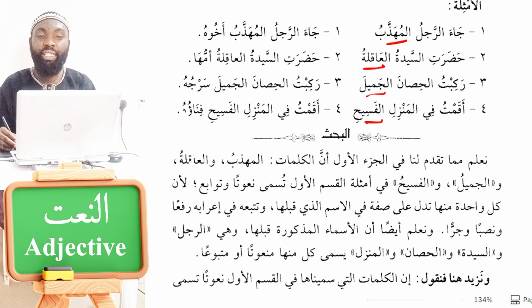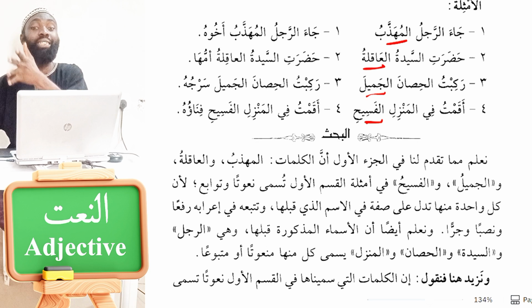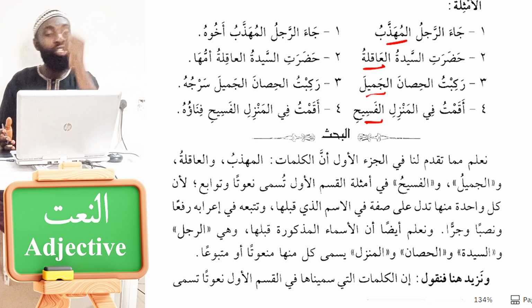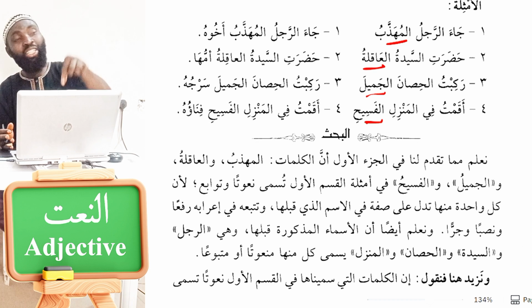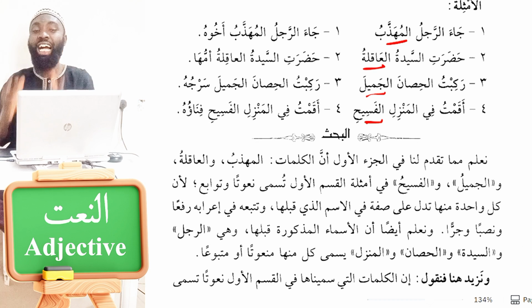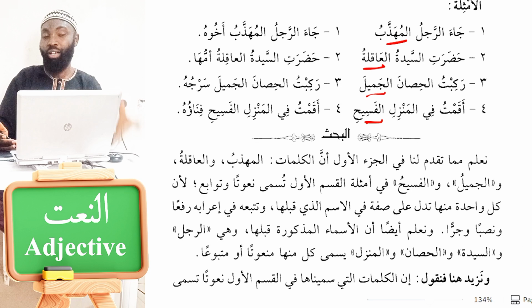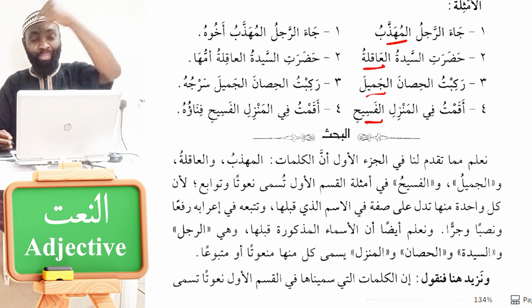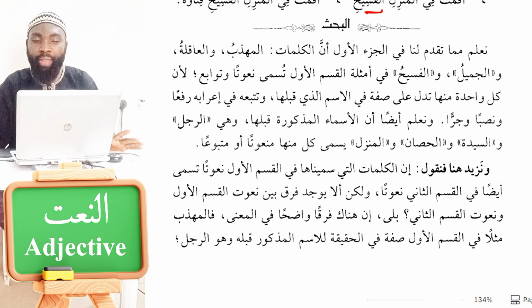So if you look at all of these sentences, their adjectives are no longer qualifying the nouns that they qualified earlier in the first section. Rather, they are now qualifying the relational noun, the nouns which are related to the main subject. So, جاء الرجل المهذب أخوه, the man came, whose brother is well cultured. So this is describing the brother, not the man, but it is still related back to the man.